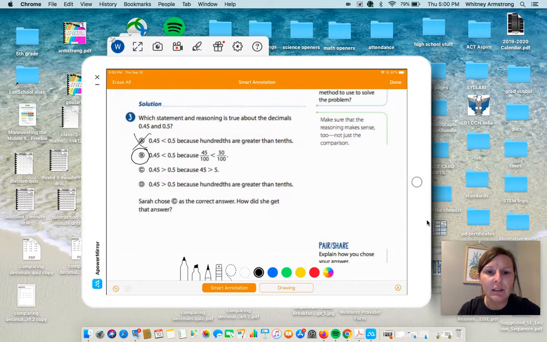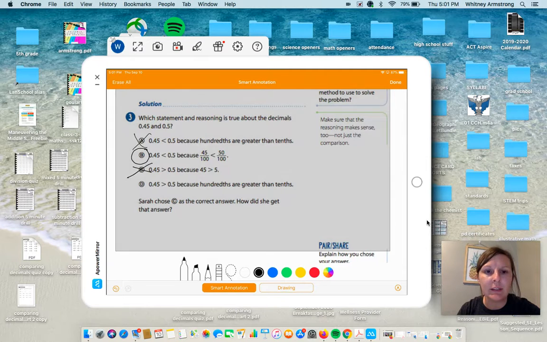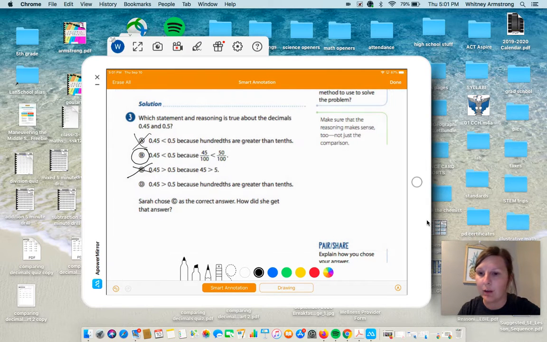0.45 is greater than 0.5. That's not true, okay? Because we know that 0.45 is not greater than 0.5, because 4 and 5 are what we're comparing, okay? And 5 is greater than 4. So that means that this one can also not be the option. So our answer is B.